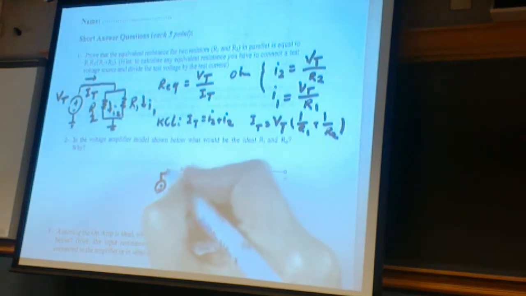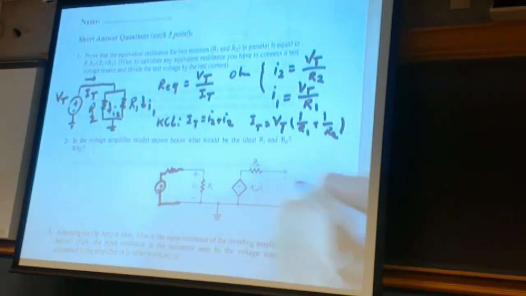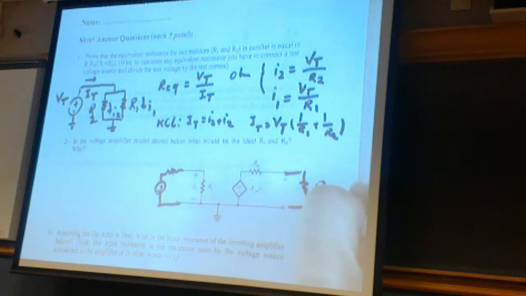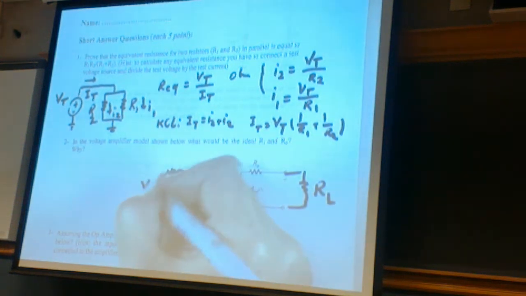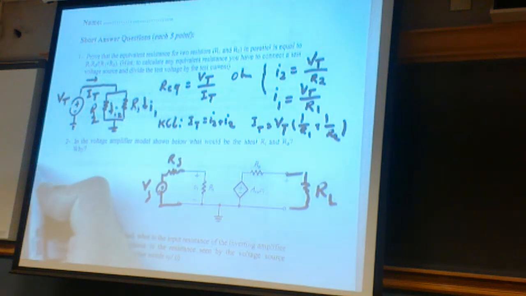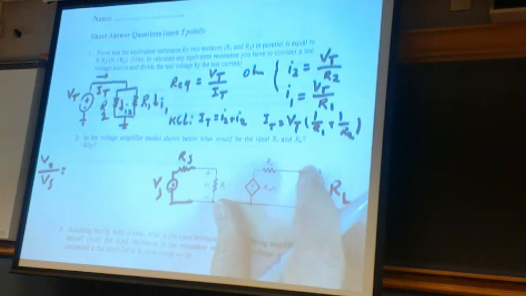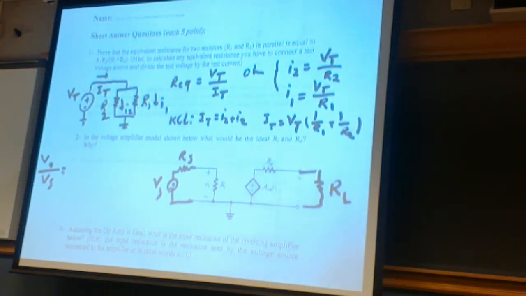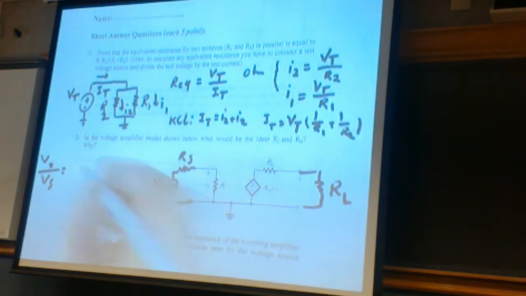I'm going to repeat what he said. So if you put a source here, you put a load here. So this is VS, that's RS. Corey, can you tell me what the gain is? V out over VS? Not off the top of my head. Go ahead, tell me what it is.